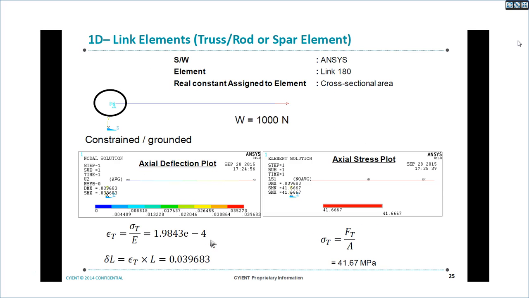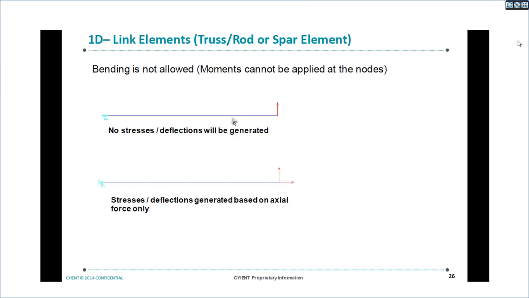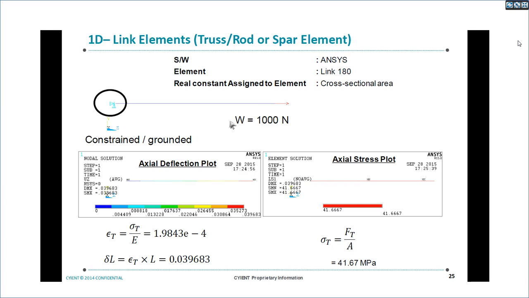So this is a theoretical calculation. When you try to solve, we got an axial deflection plot. 0.039683, it matches with the theoretical value. And here the axial stress plot also is matching with our theoretical value. So this is perfect, the load we applied is a perfect axial force.